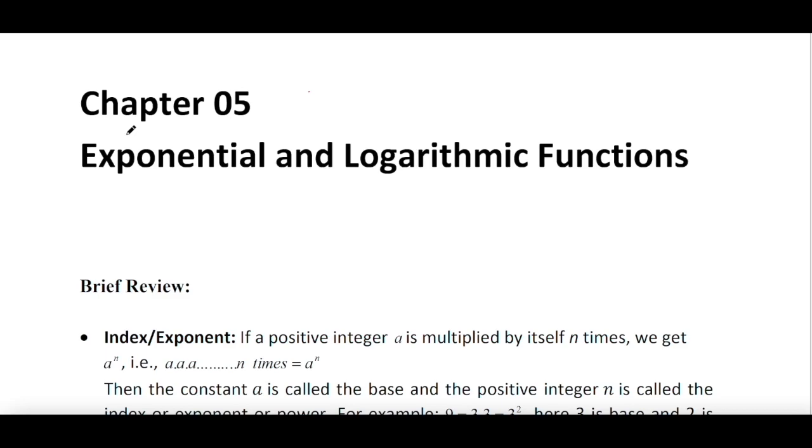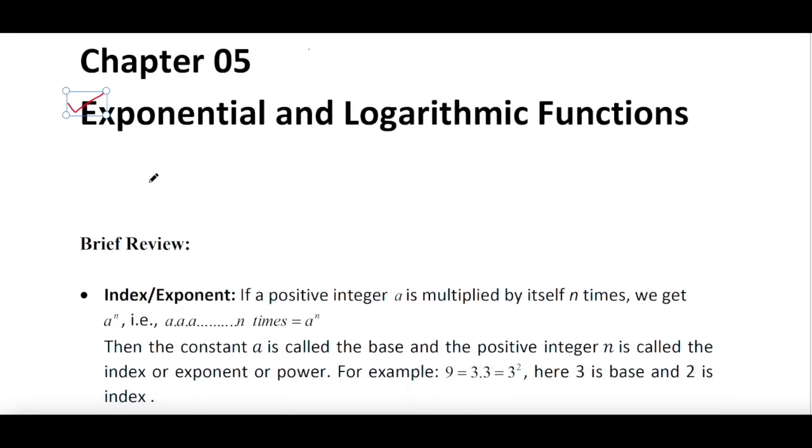This is chapter 5 of this course, and the chapter name is exponential and logarithmic function. But in this video I am going to discuss only exponential function. And first you need to know what an exponent is.